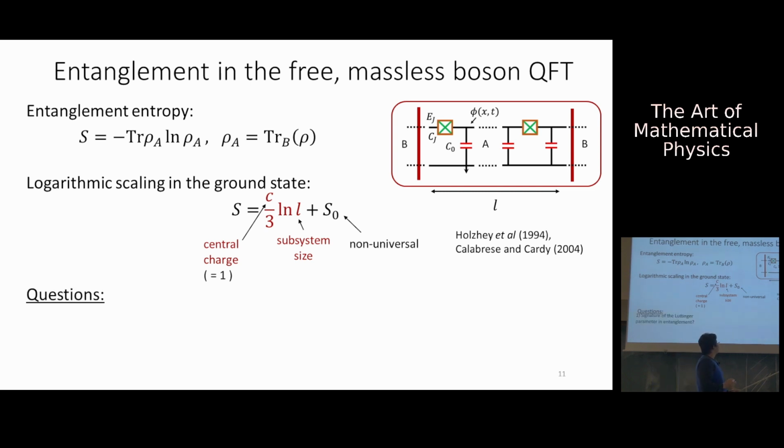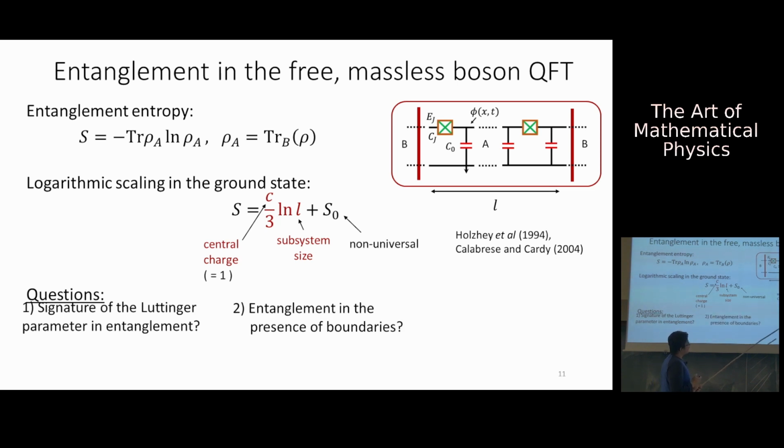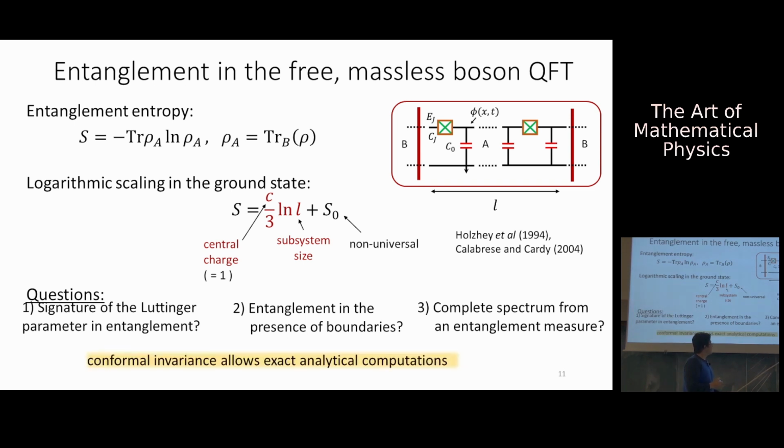And now what we tried to answer was, how can we capture the long wavelength property of the system, that is the Luttinger parameter, through an entanglement measure? And what would happen to the entanglement entropy in the presence of boundaries, and can we get the full spectrum of the theory from just an entanglement measure? And I'll show you that all of these questions can be answered both analytically and numerically because of a property of the system that is conformal invariance.